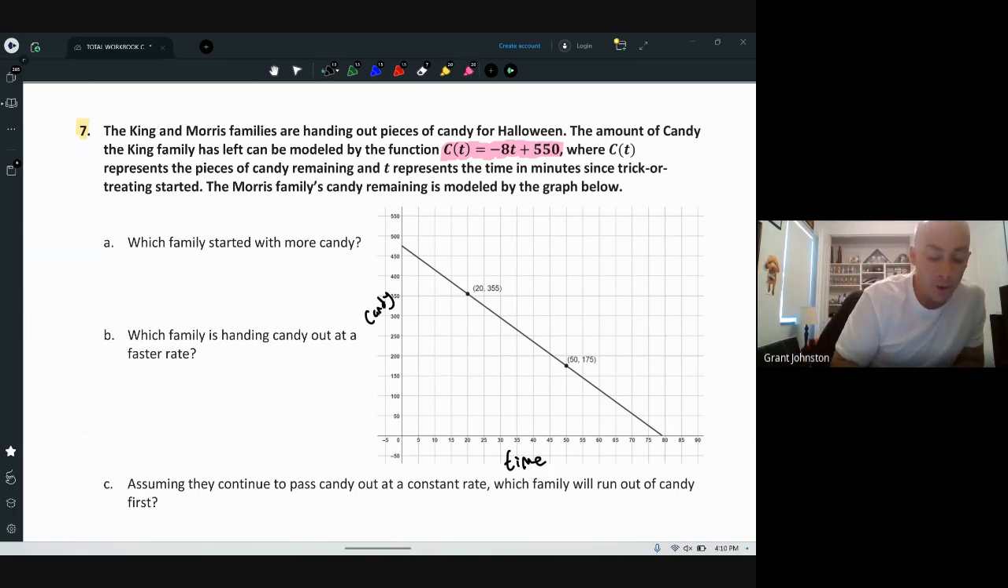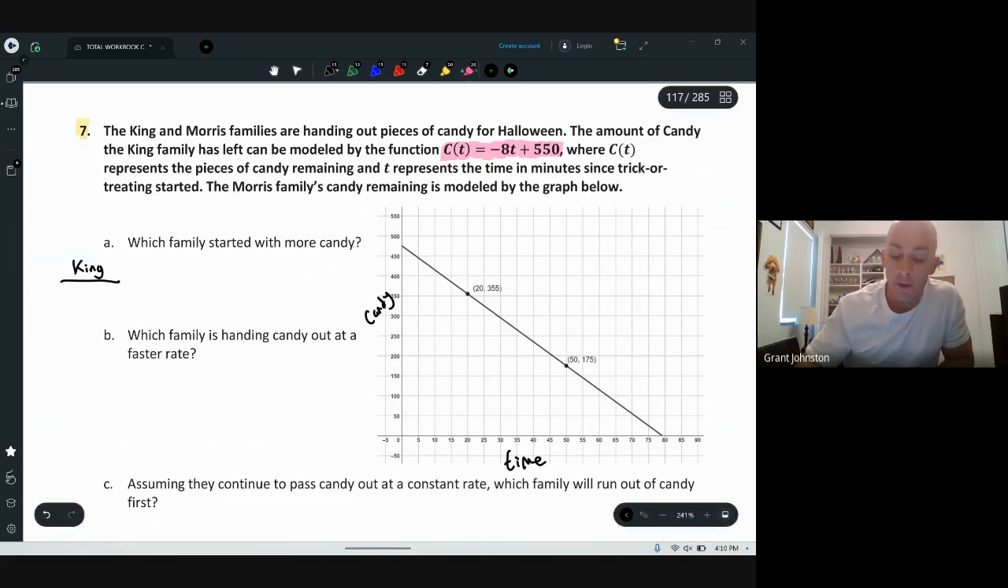So let's first talk about the King family. I'm going to write King. So the King family, their candy remaining is modeled by what I highlighted in pink. And if we think about what the y-intercept means, this 550, that's how much candy they started with. So the King family started with 550.